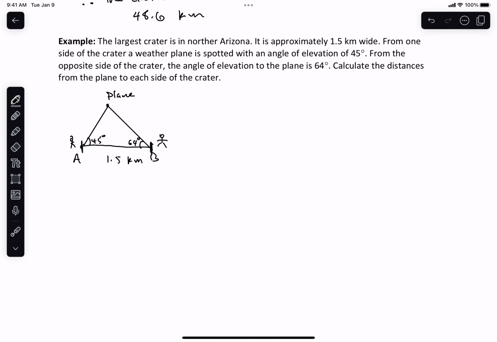So you got two buddies. They're 1.5 kilometers apart. They both look up and see an airplane. One sees the airplane at 45 degrees angle of elevation, and the other one sees it at 64. That one's you. Okay, so calculate the distances from the plane to each side of the crater. So it's looking for this and looking for this.